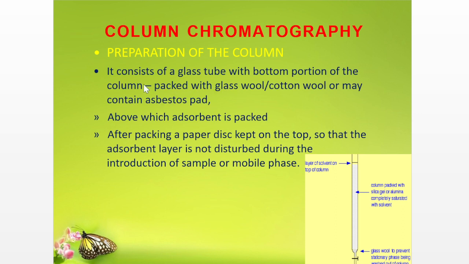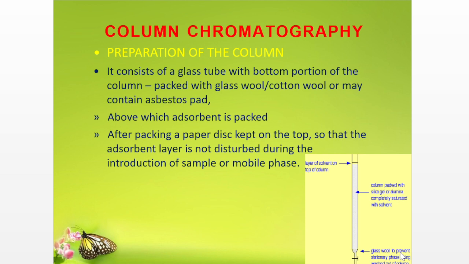Preparation of the column. It consists of a glass tube with the bottom portion of the column plugged with glass wool or cotton wool, above which the adsorbent is packed. After packing, a paper disc is kept on the top so that the adsorbent layer is not disturbed during the introduction of the sample or mobile phase.